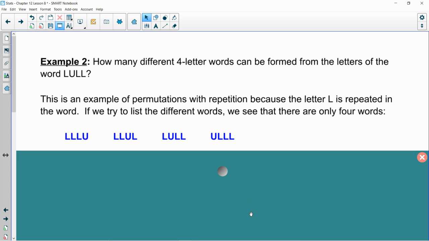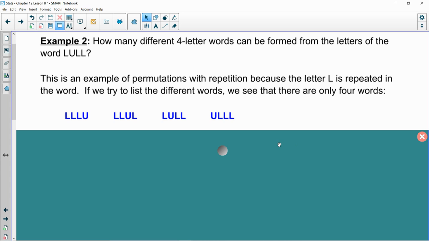Here's the only 4 words we can make. Lool, lolo, lull, and olll. Those are my 4 words. That's my very, very weak attempt at comedy.